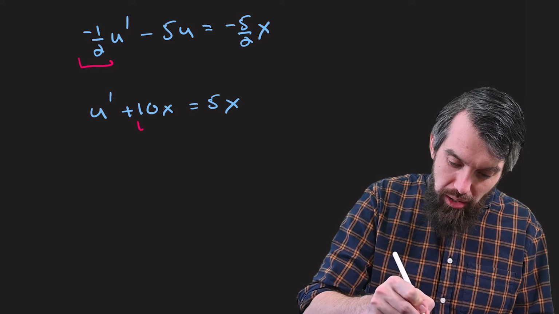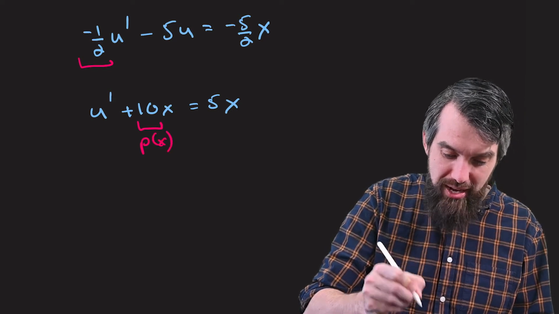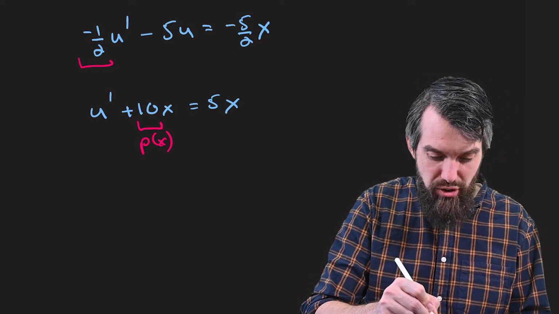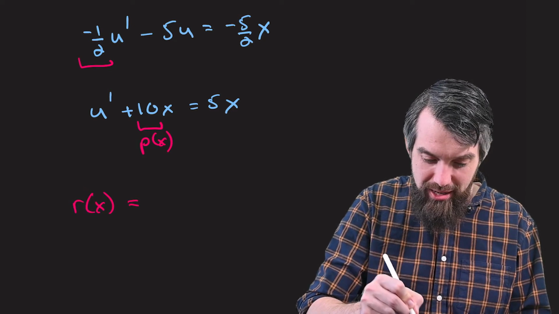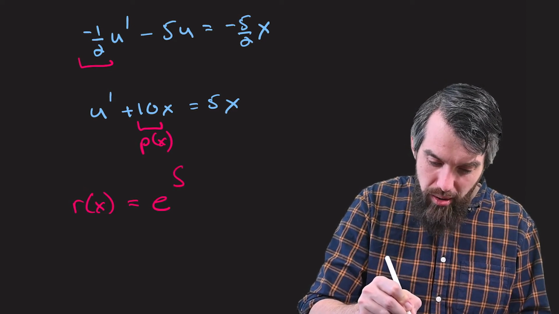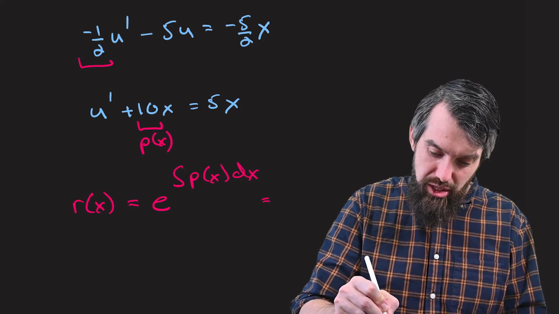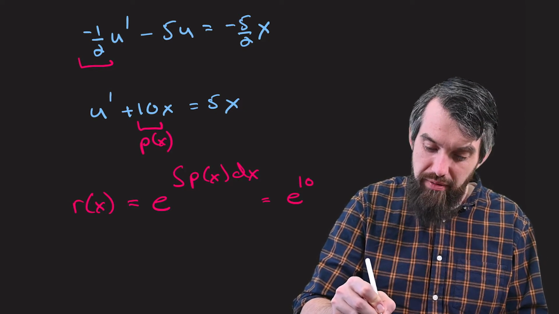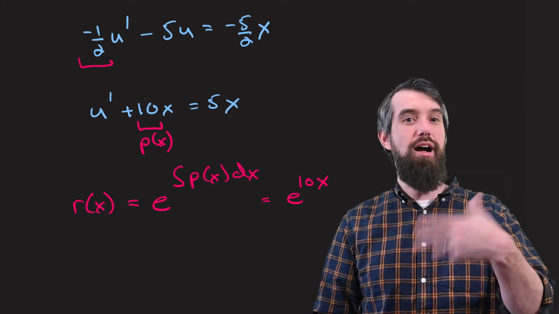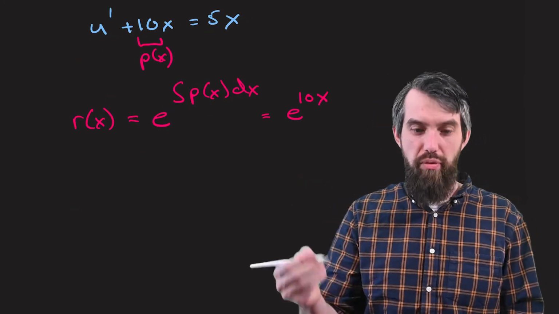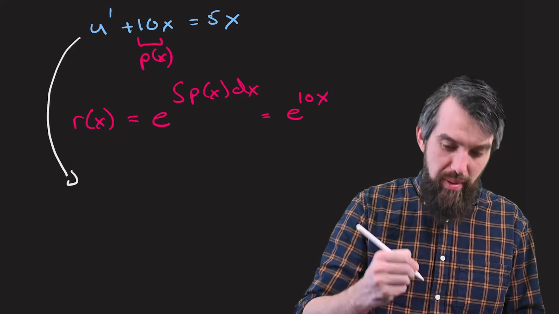And then I'm going to go and look at this. That is my p of x, and I use my p of x to get my integrating factor. The integrating factor r of x is e to the power of the integral of p of x dx, which in this case is just going to be e to the power of 10x. And again, the plus c, I'll just arbitrarily set it to be 0. So then what does an integrating factor do? It multiplies all the terms.